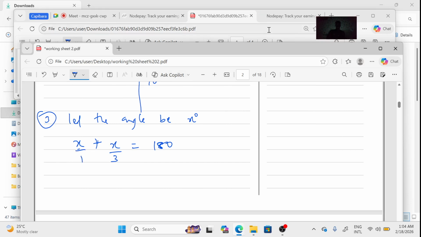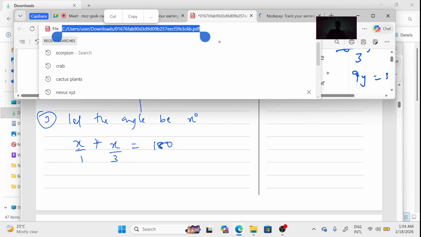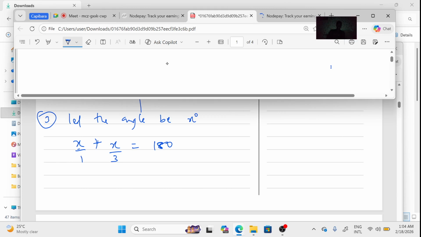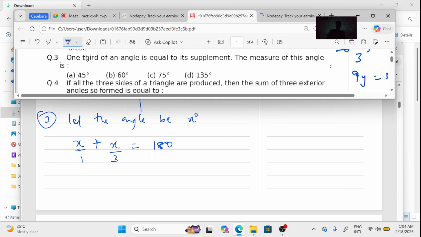I want us to go back there. They said 1/3 of an angle is equal to its supplement. That's the statement. The meaning is that supplementary angles add up to 180. Are you getting it? So an angle with 1/3 of it added up is equal to 180. That's the statement. So the measure of this angle is what? What's the angle?